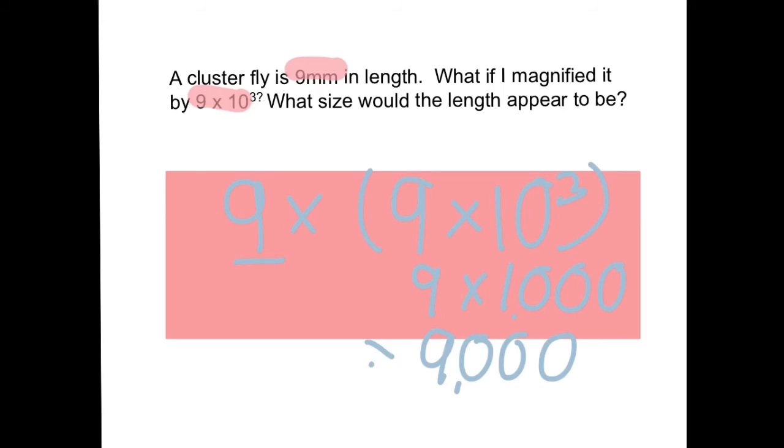So now I have 9,000 times 9. 9 times 9 is 81. And how many zeros? 3. So 81,000 millimeters would be the size of the fly when used with the magnifying glass. Now you're going to try one on your own.